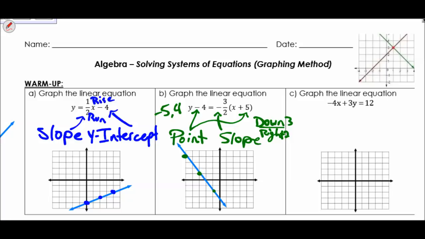The third one is given in standard form. Actually, let me go back to the instructions. Linear equation, I just want to stress that again. Linear equation just means it's going to form a line. That's all we're dealing with right now, just graphs that form lines, straight lines.